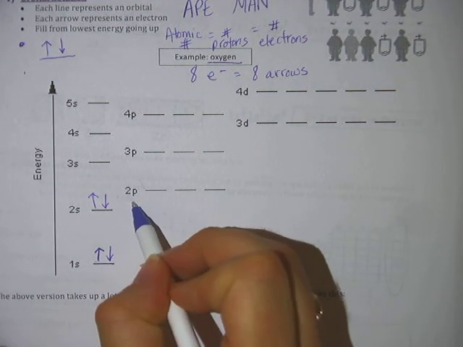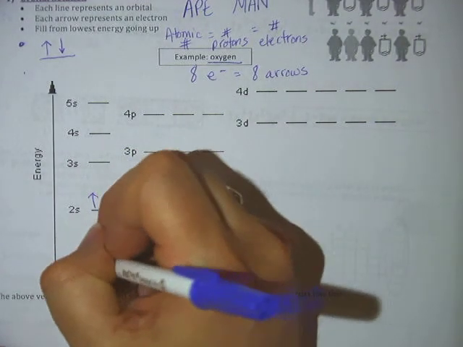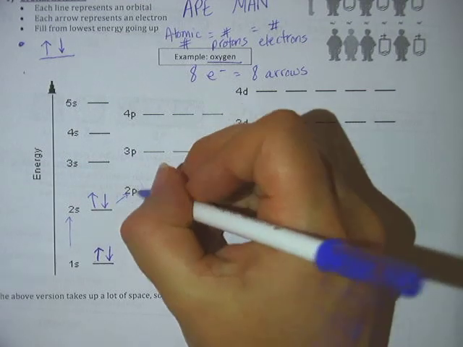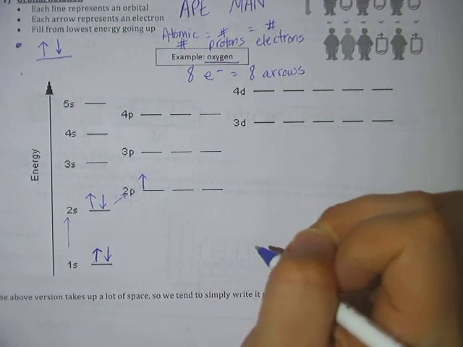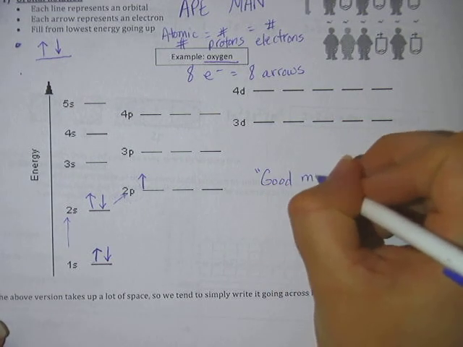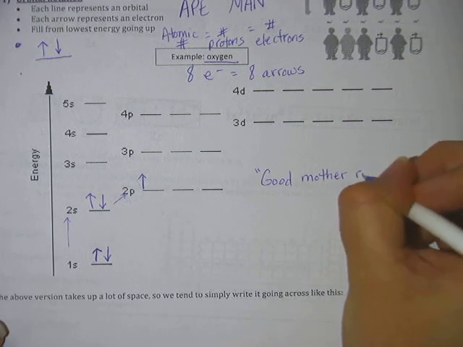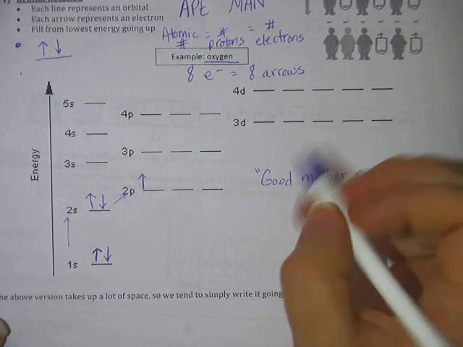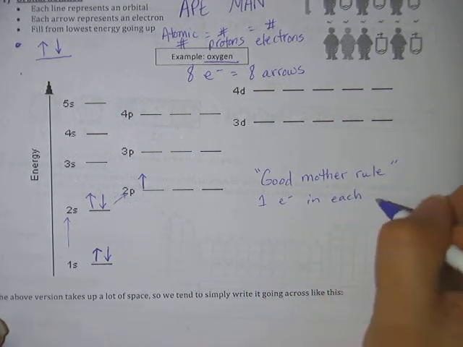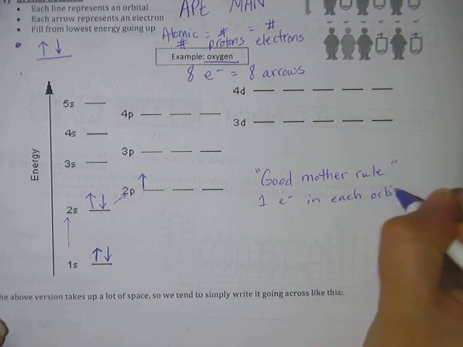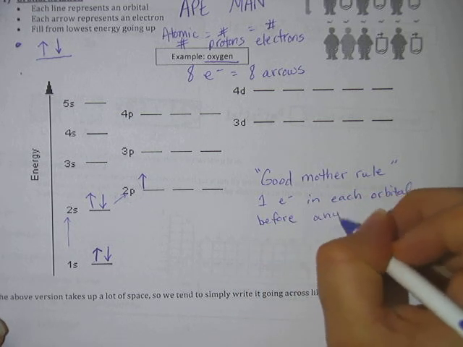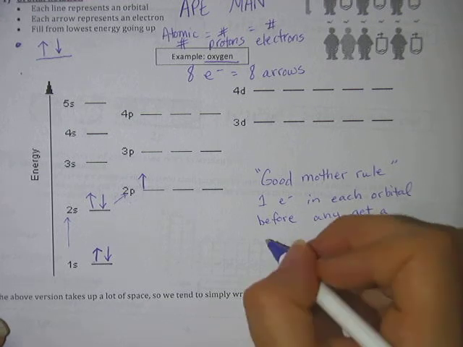So now I come up to this 2p. That's the next highest up. So we start at the bottom and we're working our way up. Now, we put in this first arrow here, and then something weird happens. And this is where I want to come back to that idea of the good mother rule, also called Hund's rule. The good mother rule says that you have to have 1 electron in each orbital, meaning 1 arrow in each blank, before any get a second electron.